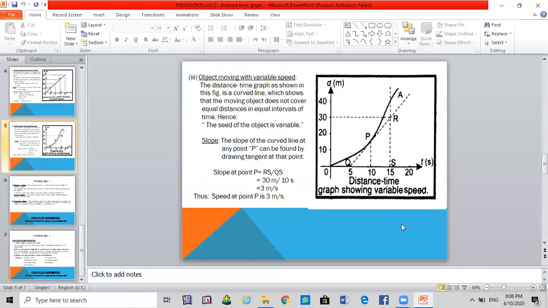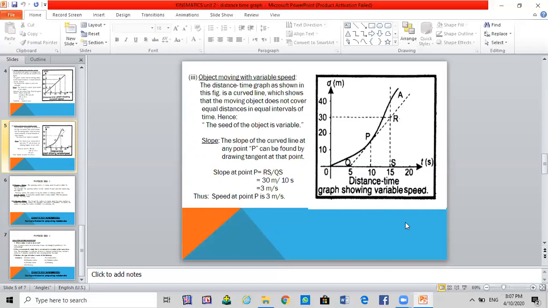Number three. When an object is moving with variable speed, the distance-time graph, as shown in the figure, is a curved line, which shows that the moving object does not cover equal distances in equal intervals of time. Hence, the speed of the object is variable, or changing. That is, at every moment the speed is new, or different from the previous point.